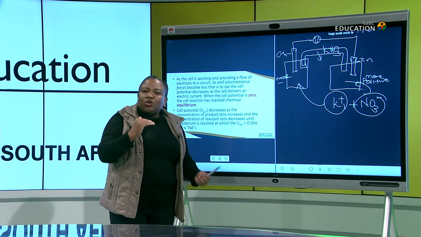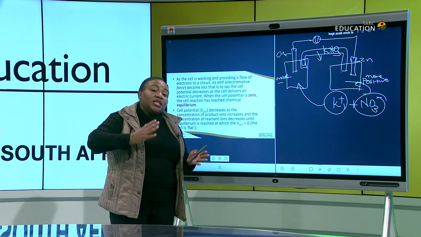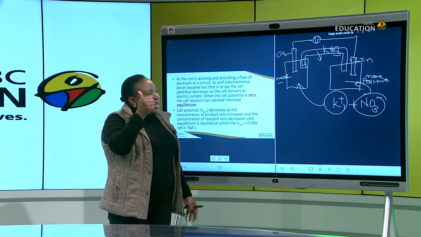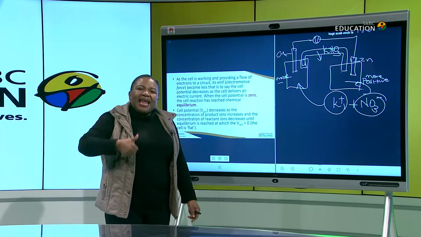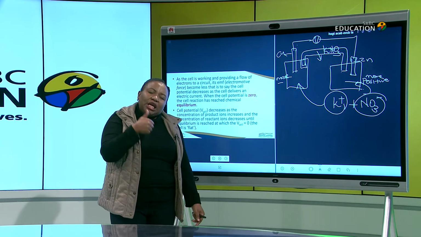So what makes the cell voltage decrease? Remember, the concentration of the reactants is starting to decrease, and the concentration of the product is increasing. So the V cell will start to decrease, and it will decrease up to the point where the V cell is 0.